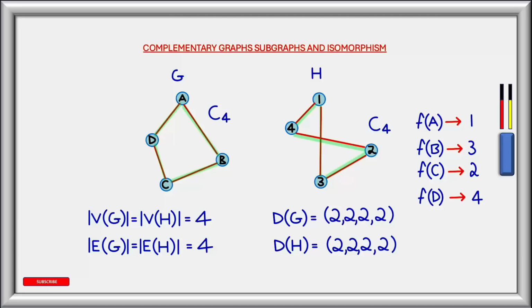And so vertex D connects to vertex A and C. So vertex 4 connects to vertex 1, which is the equivalent to vertex A. And vertex 4 connects to vertex 2, which is the equivalent of vertex C. So therefore, we've proved that there is an isomorphic relationship between graph H and graph G.